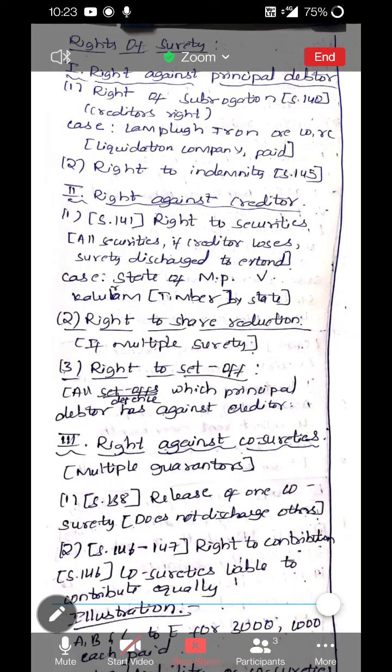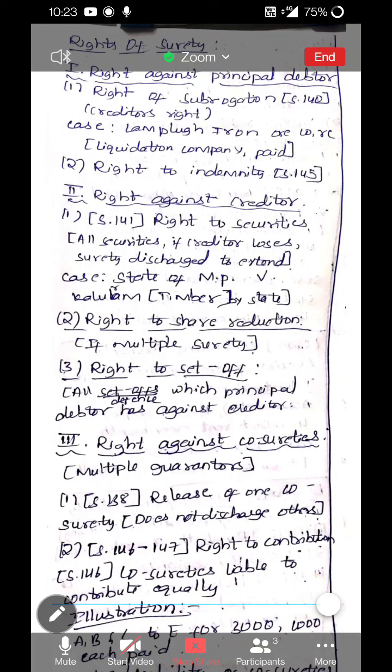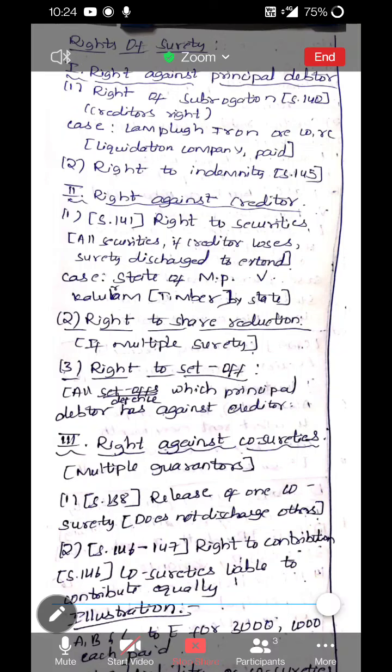The next is right against creditor. So what are the surety's rights against the creditor? Right to securities. All securities that a creditor has against the principal debtor, for example, if the principal debtor keeps a land in the hand of the creditor, all those securities will pass to the surety. And if a creditor mishandles the security, for example, land is given to him by the principal debtor, and the creditor uses that land and finishes it or sells it, then the surety will be discharged up to the extent of that land's cost liability.